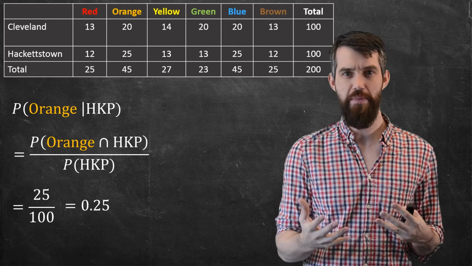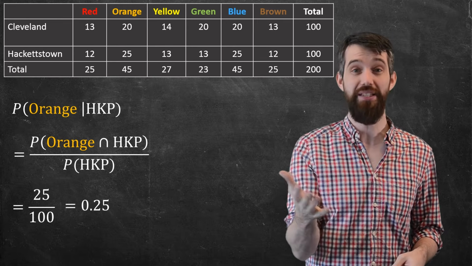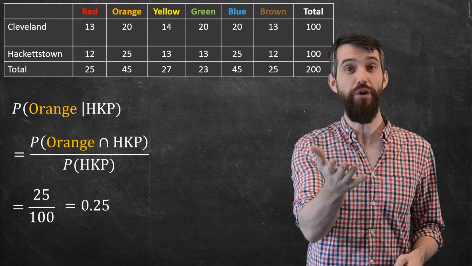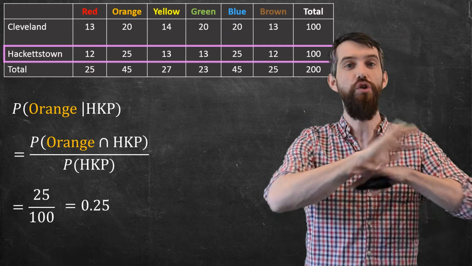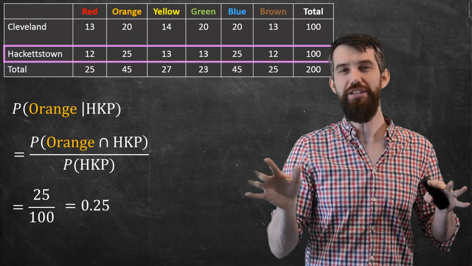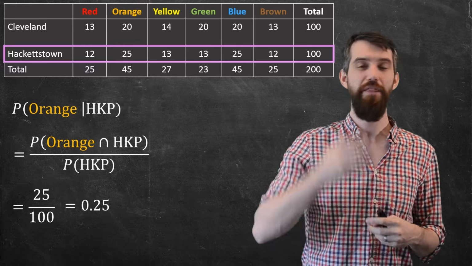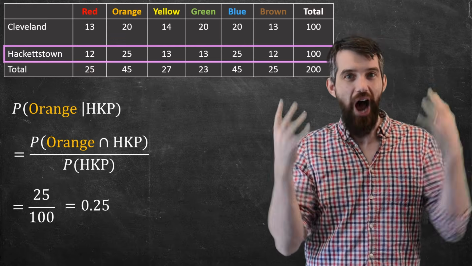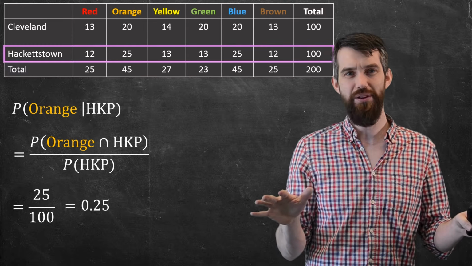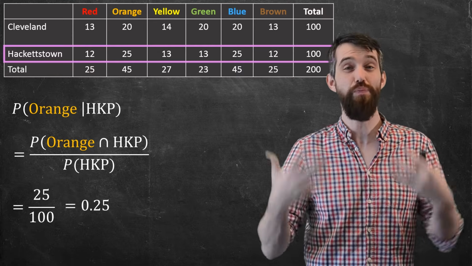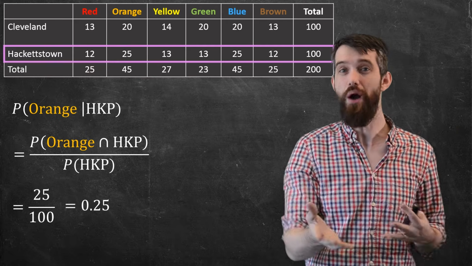Now, one way to think about this is that when I give you that it's coming from the Hackettstown plant, that allows us to focus just on that particular row, the Hackettstown row, and sort of ignore all the other information. In which case, you could get to the answer a little bit faster than going through the full formula. You could say, well, look, there's 25 orange out of 100 total in this row, 25 divided by 100, that's it. As in, when you have a table, the conditional probability is kind of like just saying, which row or which column are you talking about?